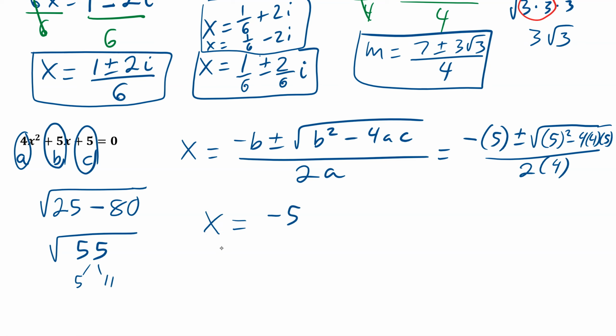So now we just write it, plus or minus. Forgot the negative. The square root of a negative 55, that would be i rad 55. Remember, that's our i. So it's i rad 55. Always put it in front. All over 8. And there we go.